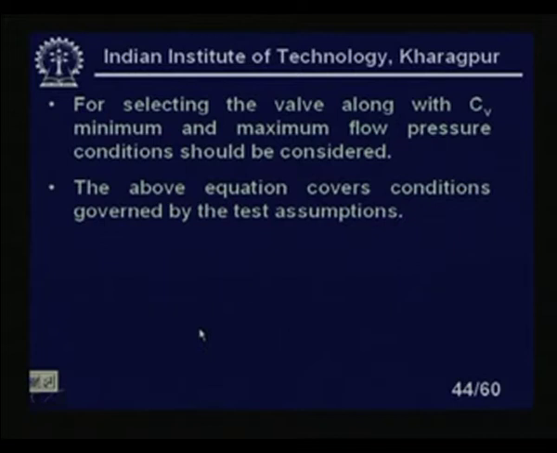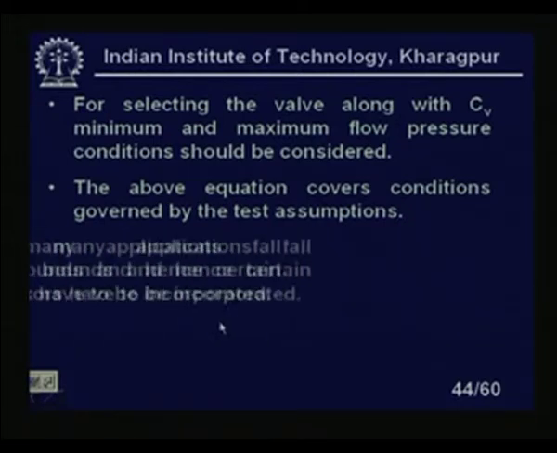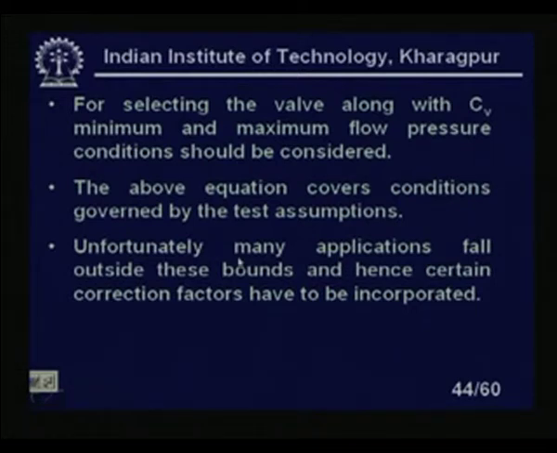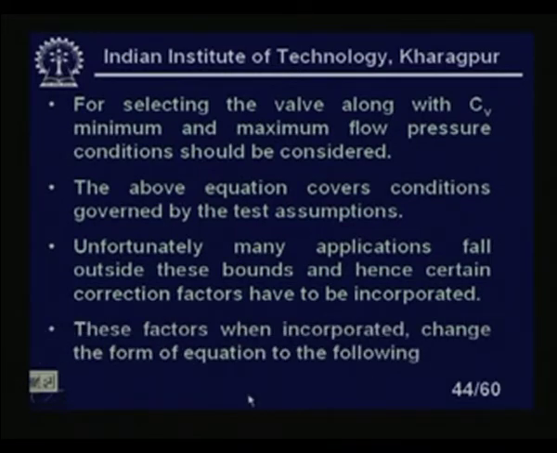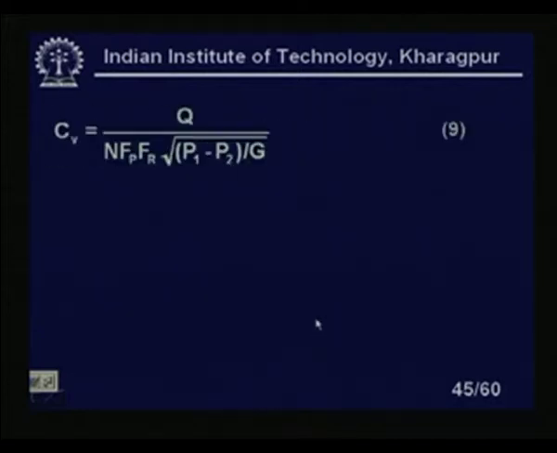The above equation covers the condition governed by the test assumptions. Unfortunately, many applications fall outside these bounds and hence certain correction factors have to be incorporated. When these factors are incorporated, they change the form of the equation as follows: Cv, the valve discharge coefficient, is equal to Q upon N Fp Fr under the square root of P1 minus P2 by G.